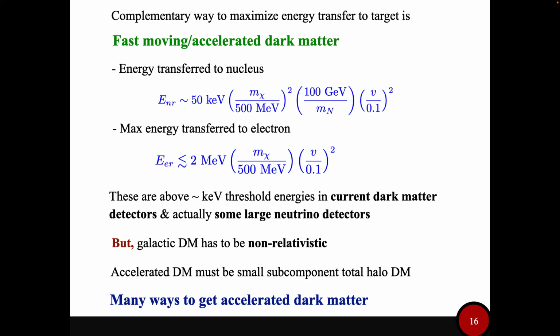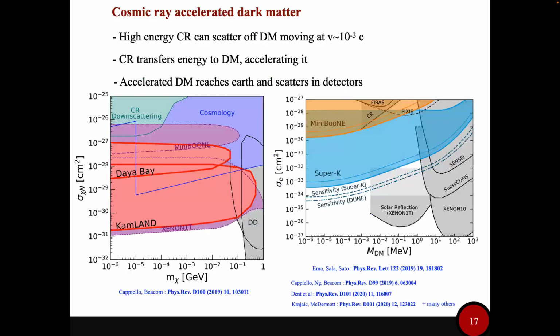That tells us something. It infers that if I have any fast-moving dark matter particle, it has to be a subcomponent, meaning that most of my dark matter has to be non-relativistic, but I have this really small subcomponent that is relativistic. And that is another way that we can look for dark matter, through this relativistic motion. How do I produce dark matter relativistically? There are many ways.